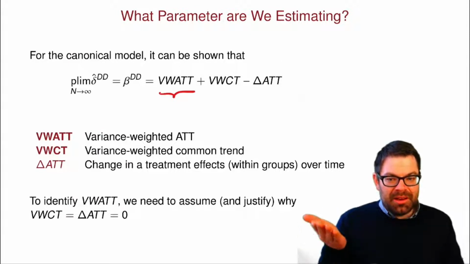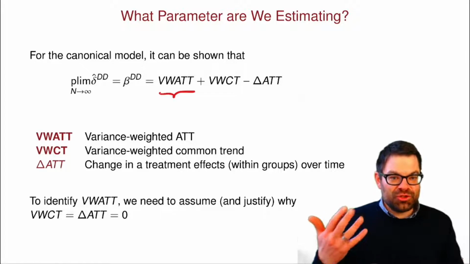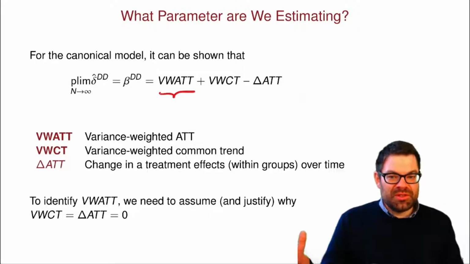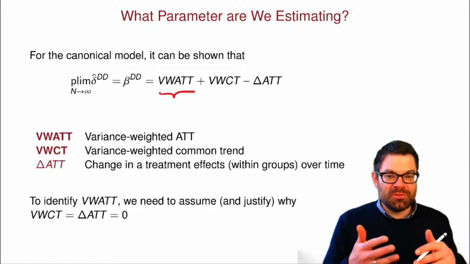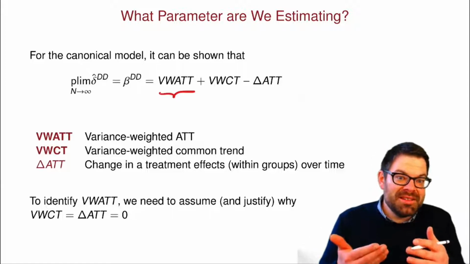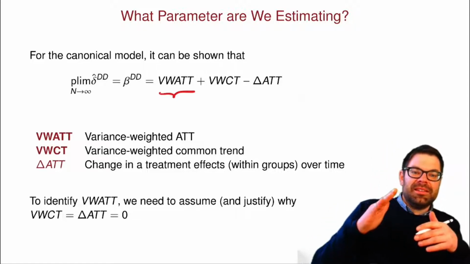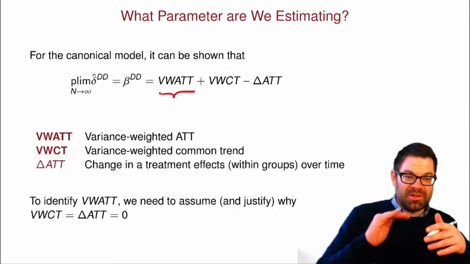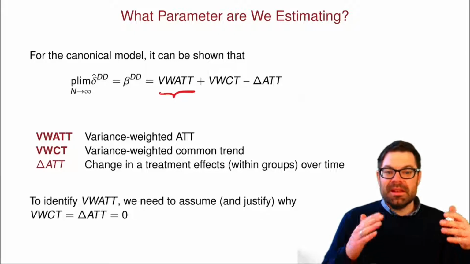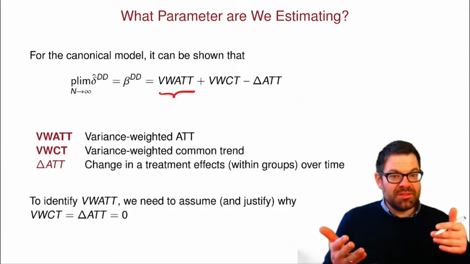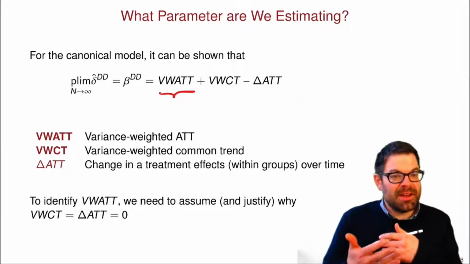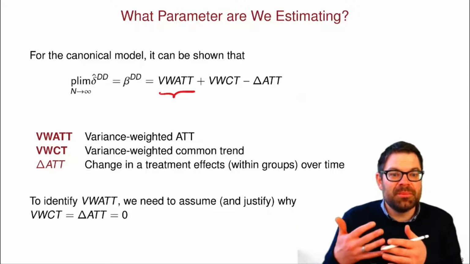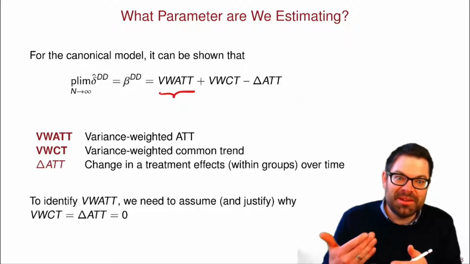And then very clearly, if we want to identify the variance-weighted average treatment effect, we need to assume and also then justify why these other terms are zero. So why is it that the treatment doesn't push units onto a different time trend? That's an assumption that we need to justify. In some cases, it may be justified. In other cases, it may simply not be, but it cannot directly be tested.